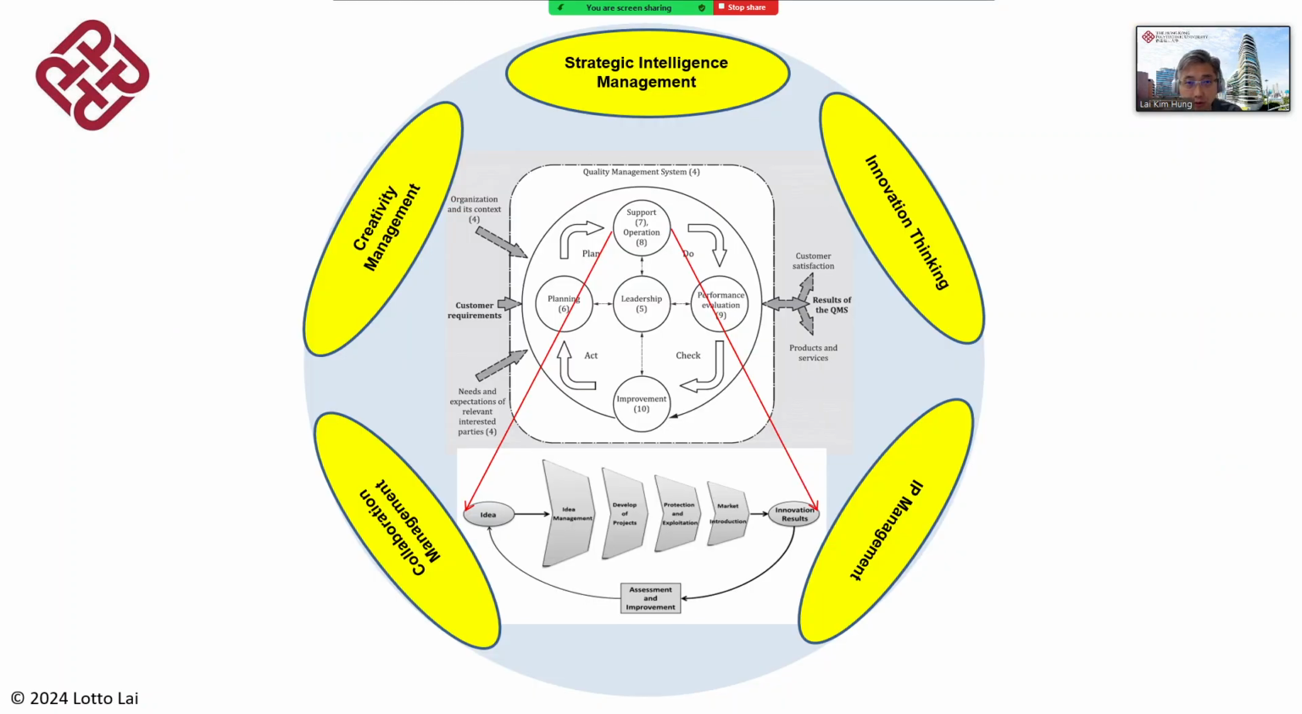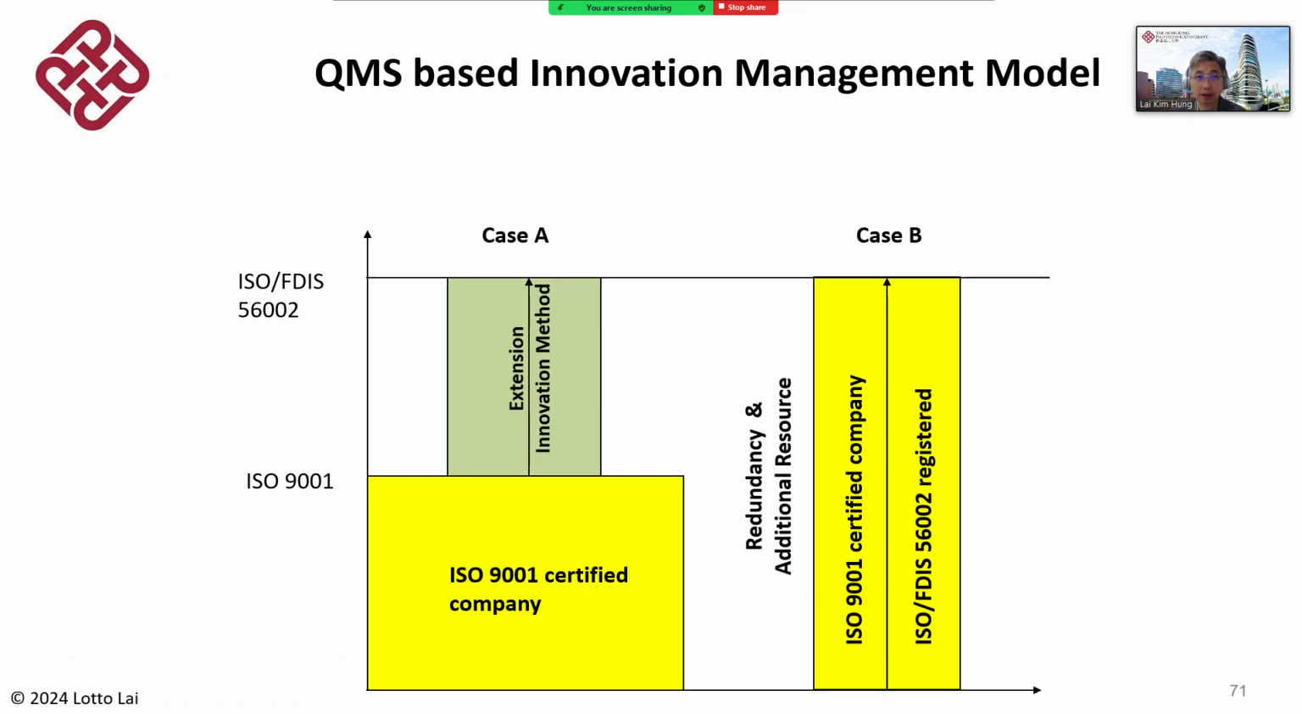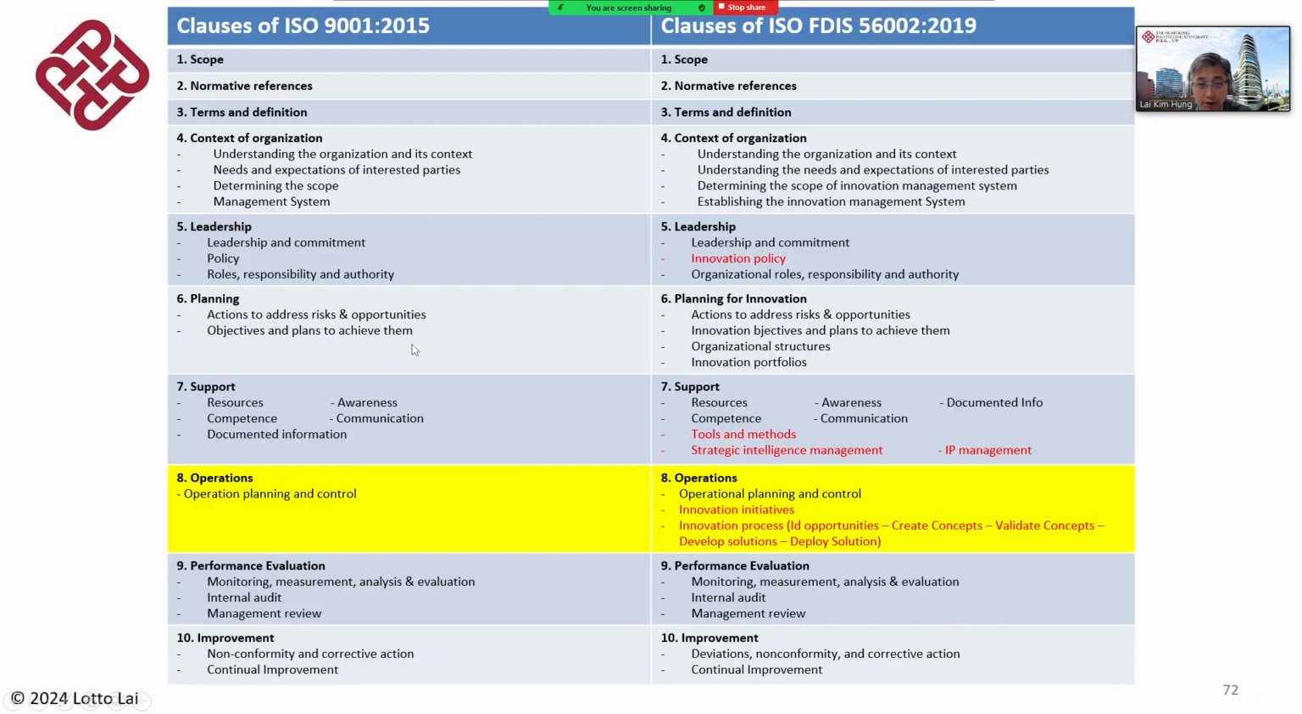It's an integrated approach I propose from these two standards combined. And for the QMS-based innovation management system, we would like to avoid any overlapping between the two standards. So if your company is an ISO 9000 certified company, I propose using the extension innovation method to achieve your project and implement the requirement of ISO 56002. So it is the comparison of both standards.